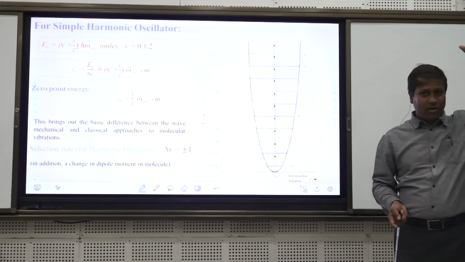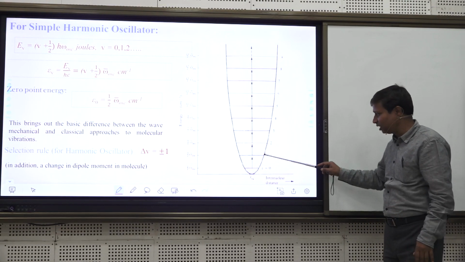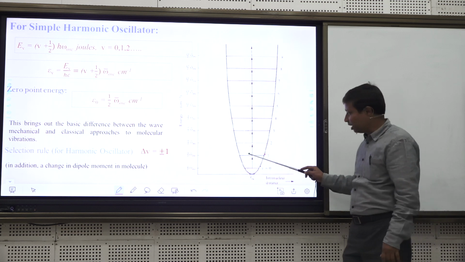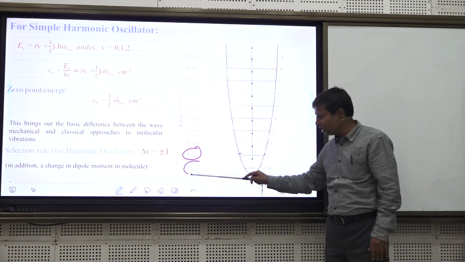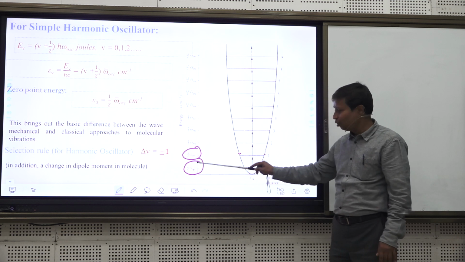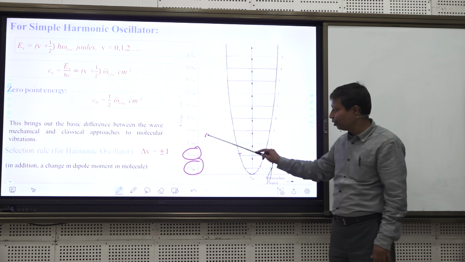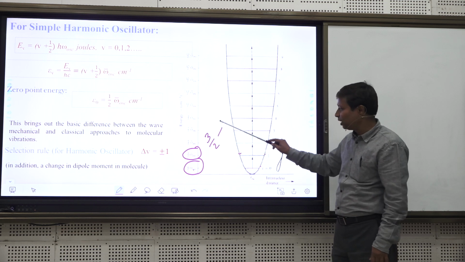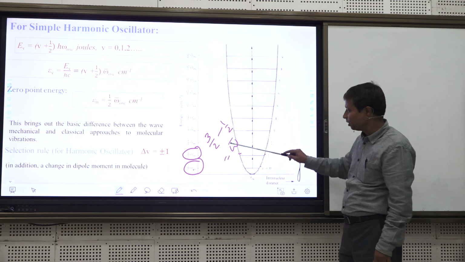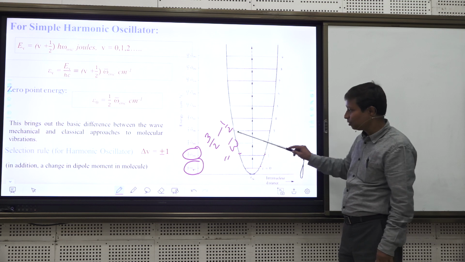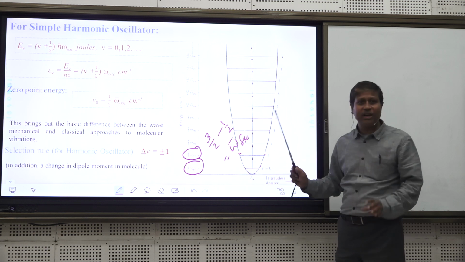The band will come at the final energy level minus the initial energy level. This energy level is 3/2 omega OSC minus 1/2 omega OSC. So what is the value? 3/2 minus 1/2, omega OSC. Okay? So we can expect one band.